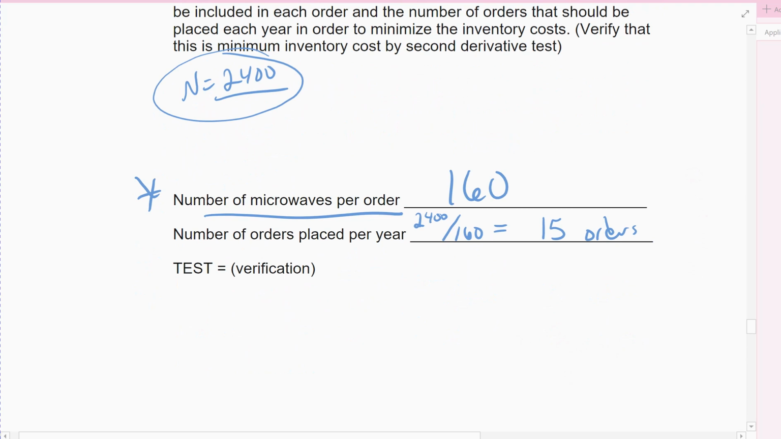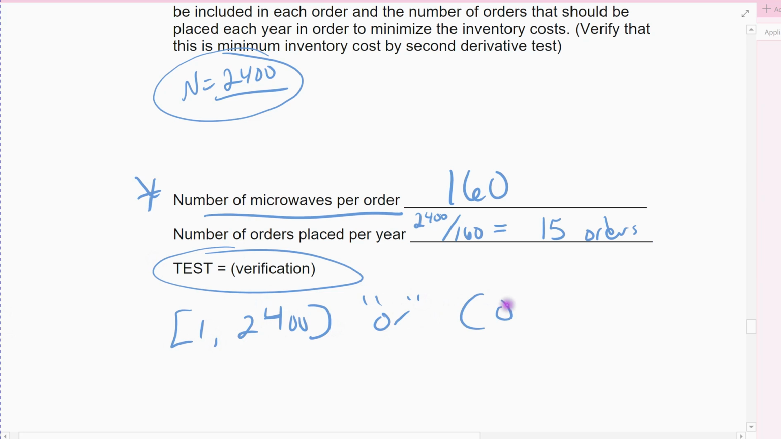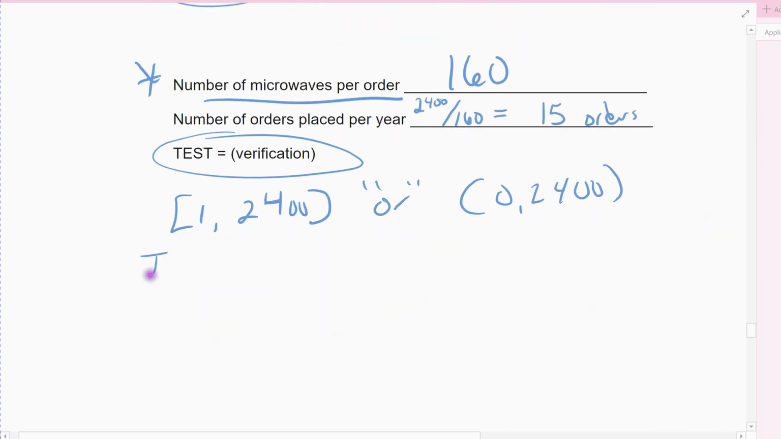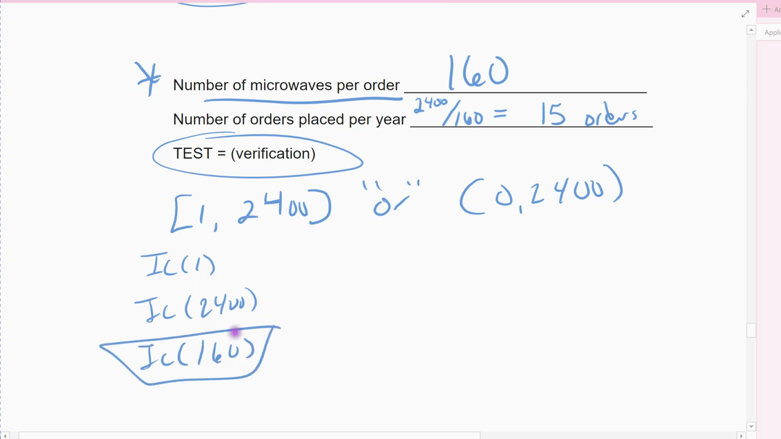Now the last step is, well, you should always make sure that your answer is true, right? I put down a true statement, not a false statement. And so the test, the verification, you can do either one depending on your domain. If you did the closed domain, you can set up the closed domain case. I prefer the open domain because I think it's the easier test. But either one's fine. If you're doing the closed, you take your inventory cost, plug in 1, inventory cost, plug in your 2,400, inventory cost, plug in your 160, and this one should come out the smallest, and you should show your numbers that they are.